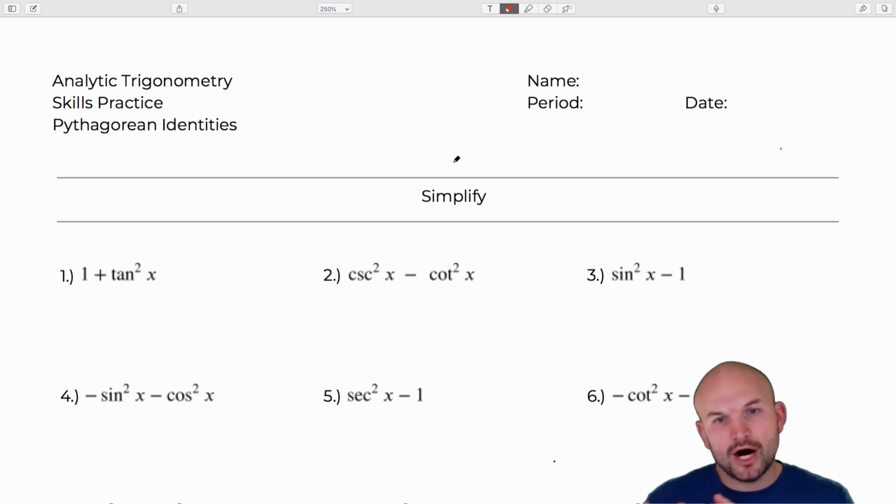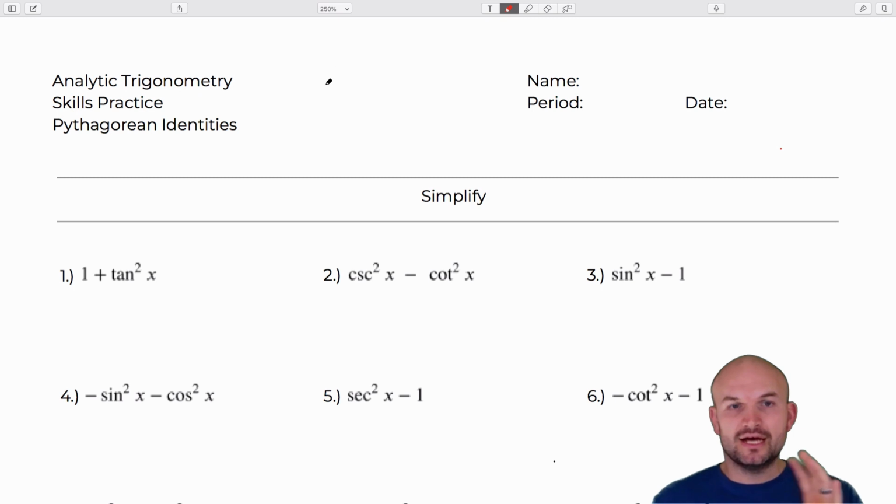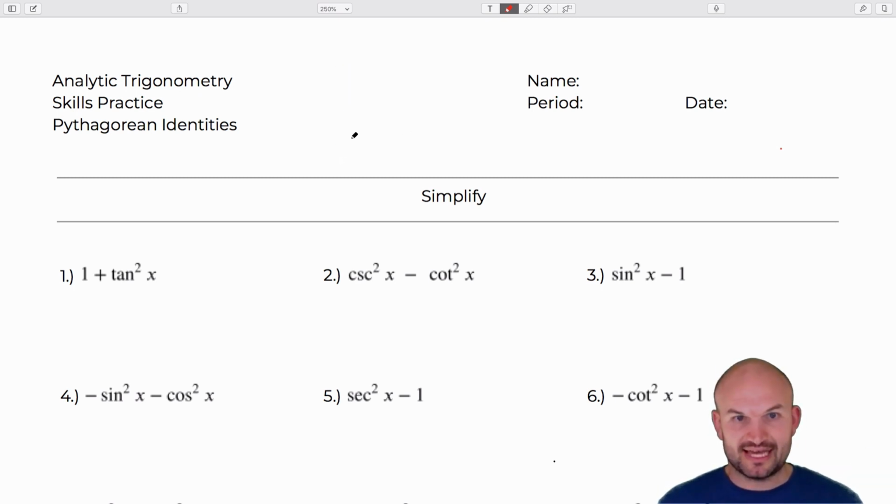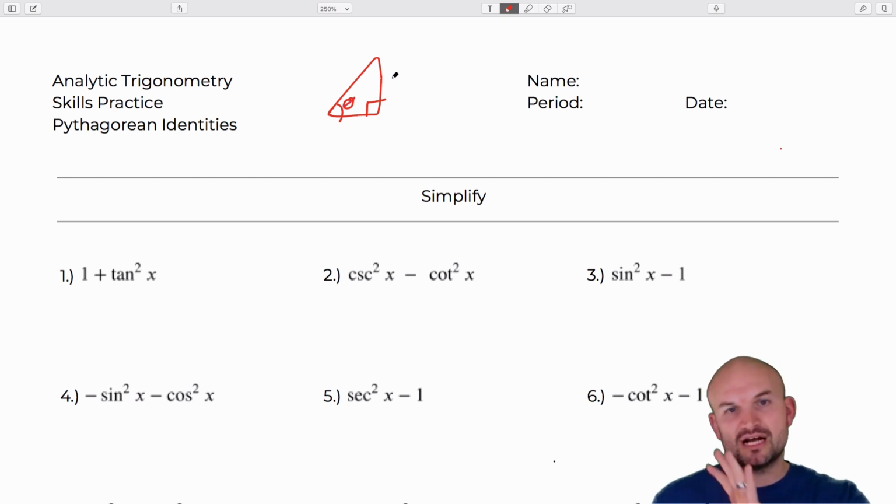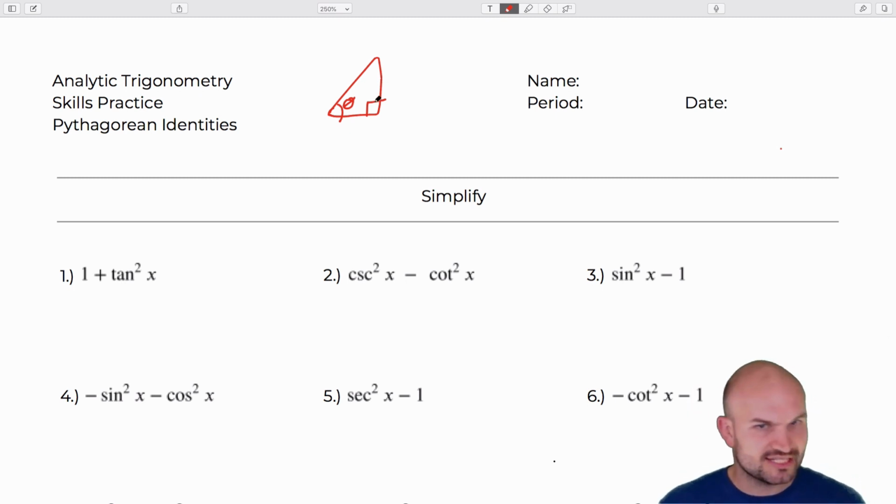Now, to understand the identities, we have to go back to what we originally learned in trigonometry, which was that we started trig with the relationships of sides of a triangle. For instance, we have a right triangle, and let's call this theta. From there, sine was opposite over hypotenuse, tangent was opposite over adjacent, cosine adjacent over hypotenuse.